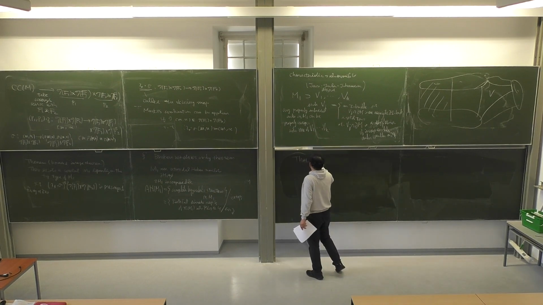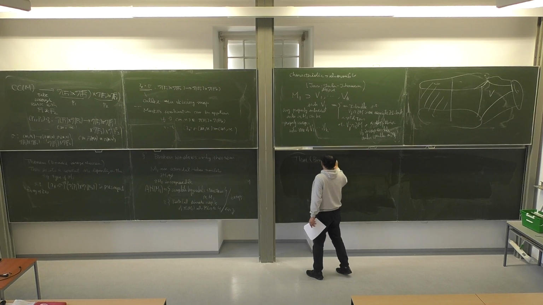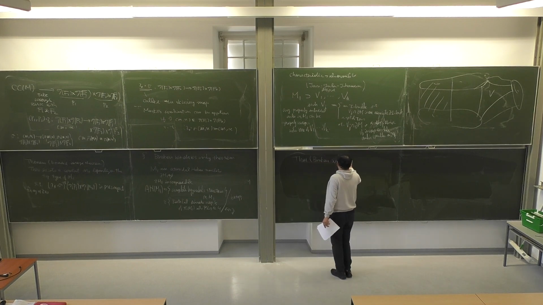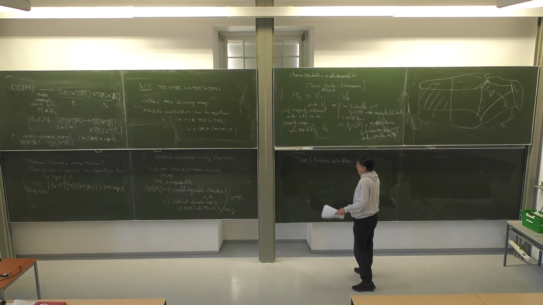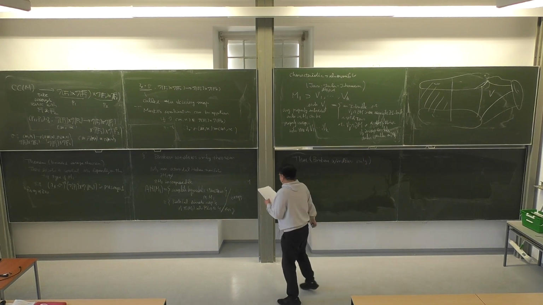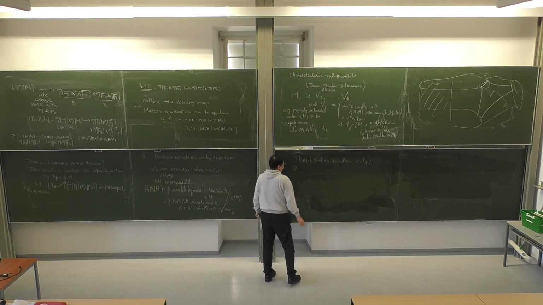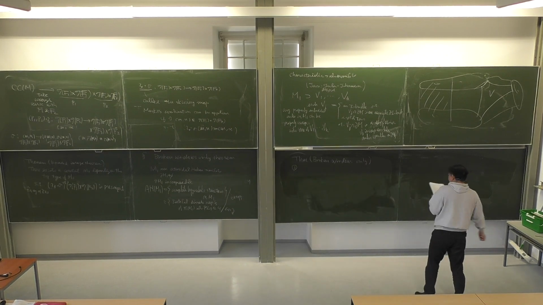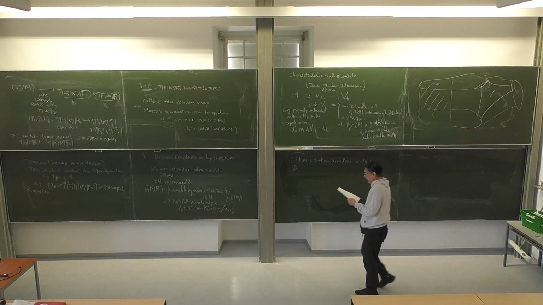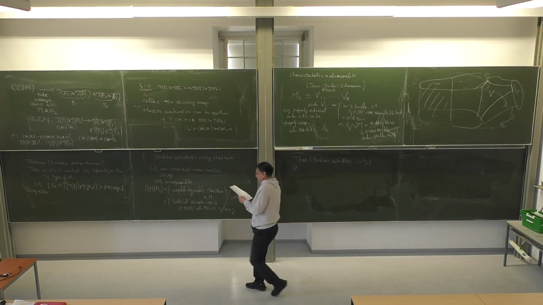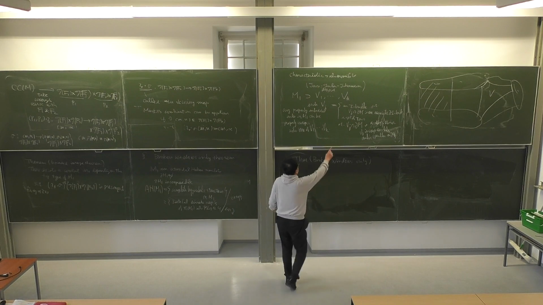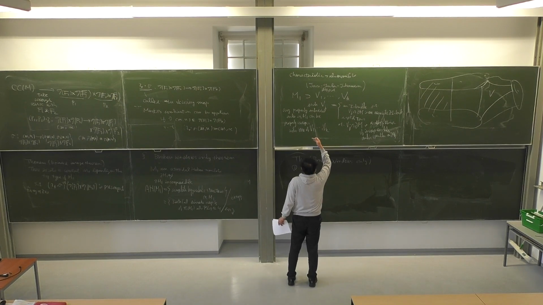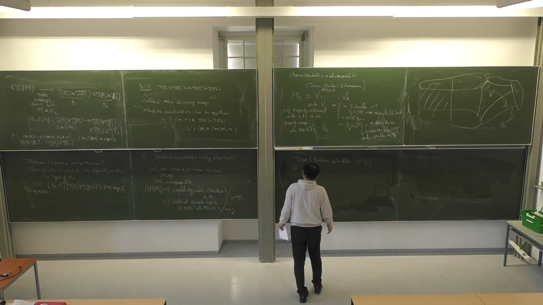So this is the broken windows theorem. The theorem consists of two statements. The first statement is something like this: we deform this characteristic manifold to something else.